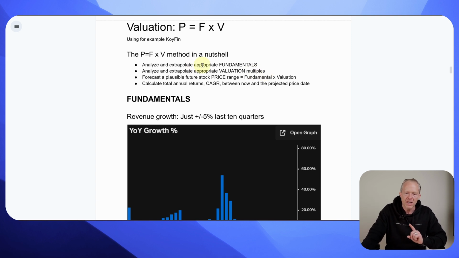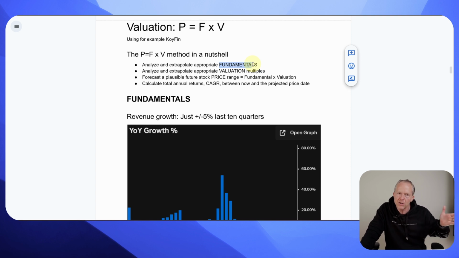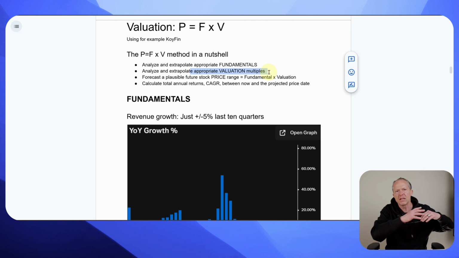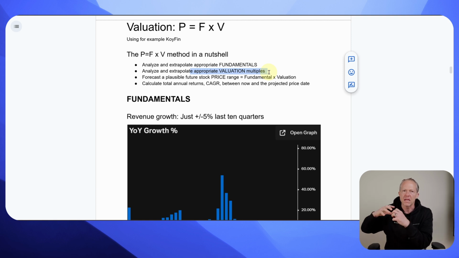So after forecasting fundamentals based on their historical trends and patterns and accelerations and decelerations, then you forecast a reasonable and plausible valuation multiple in the future. And remember, valuation multiples, they should not be trending. They are rather levels that they stay at, or ranges that they stay within, or warranted levels given a certain set of assumptions for the future.